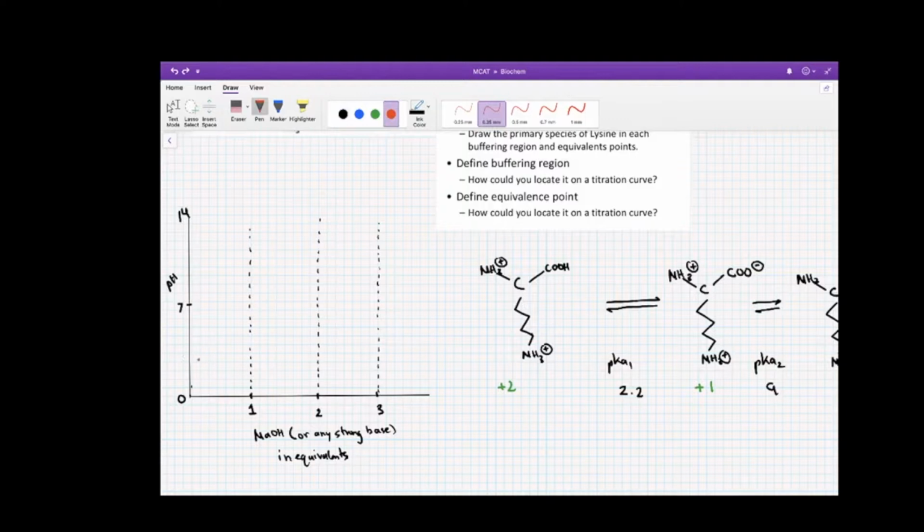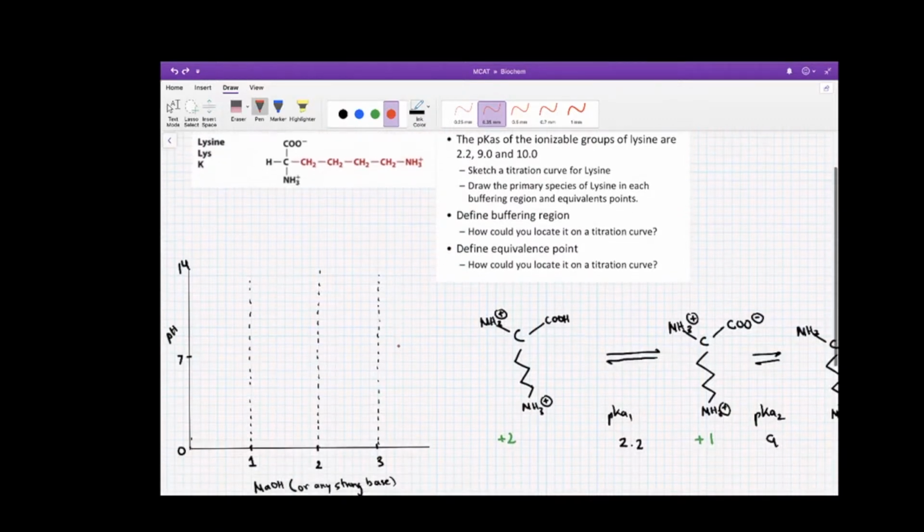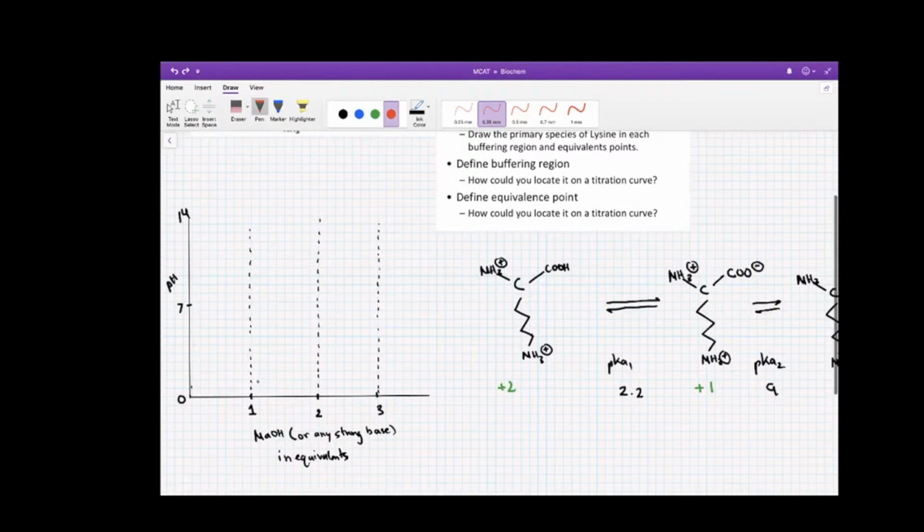What pHs do we even know that we can mark? Well, we don't know what the equivalence points are, and I'm not telling you in this problem. There's no indication of what the pH at the equivalence points are. But let's try to figure out, as a general rough sketch, what pH points can we figure out? Well, we know the halfway points between equivalence points, so between 0 and 1, between 1 and 2, and between 2 and 3, are right here.